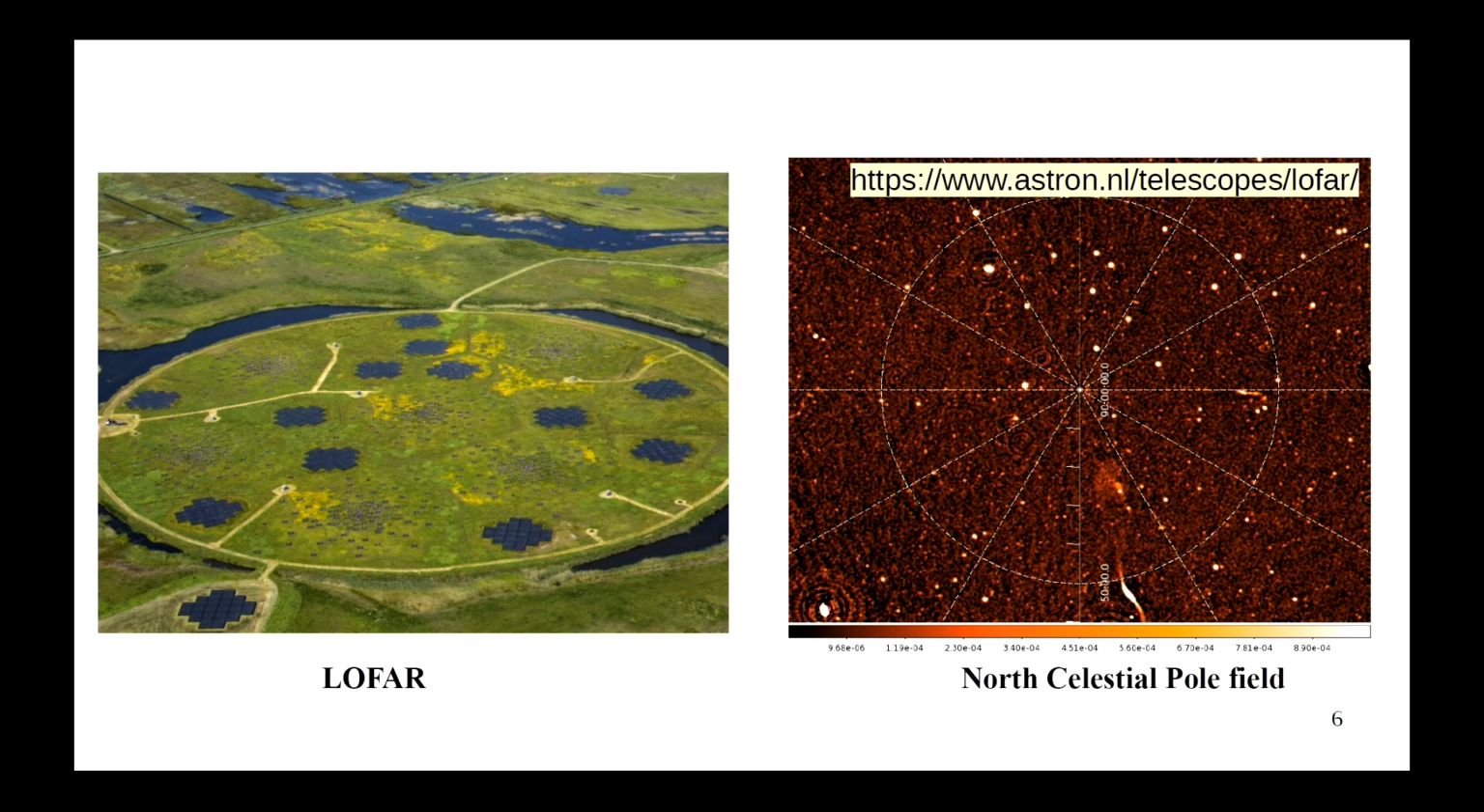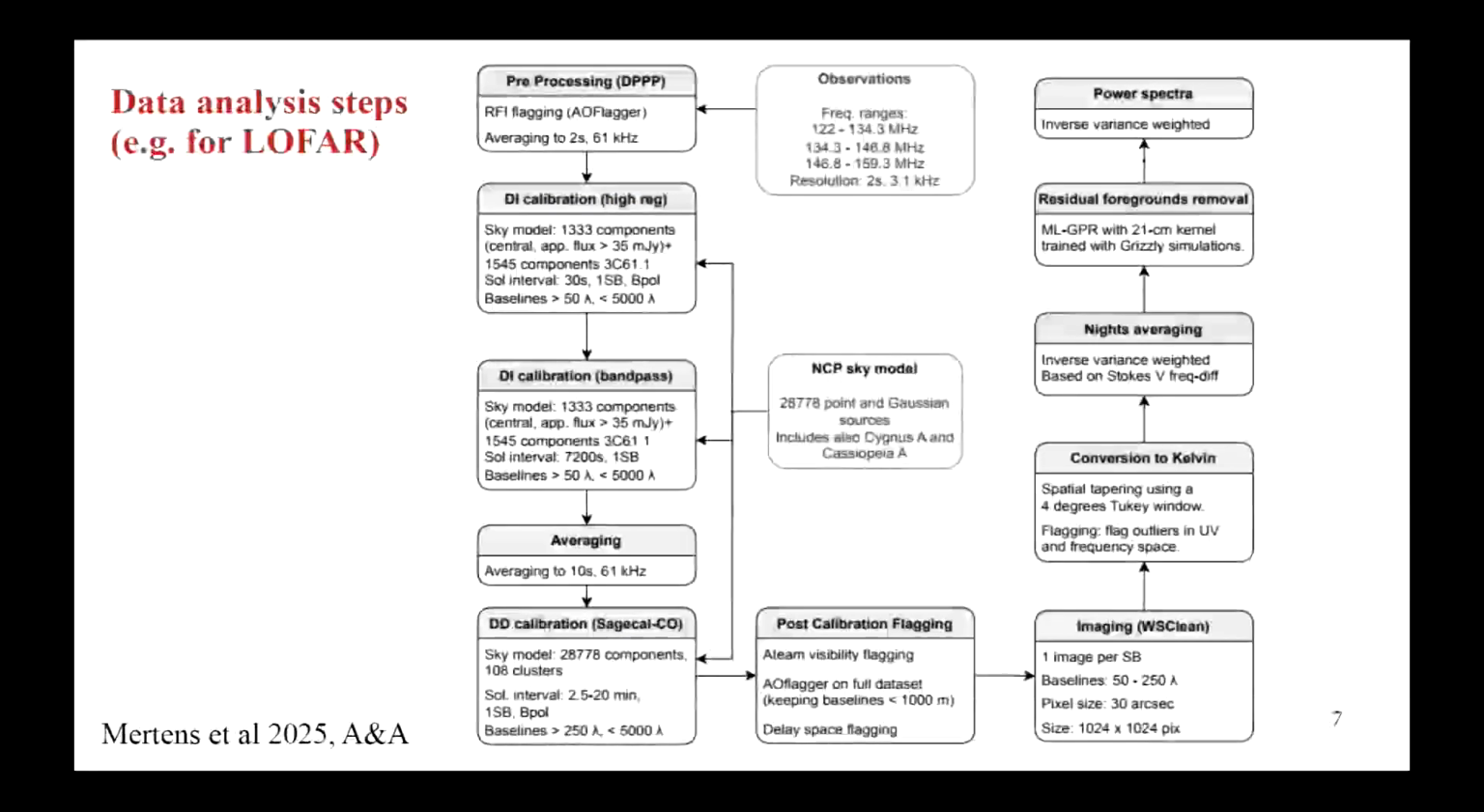Now on, I will be talking about LOFAR. This is for an example. Let's say this is a radio interferometer trying to observe this NCP field. What they observe is the visibility in radio data, and they choose different frequency bands, and this is a typical pipeline they follow for processing their data.